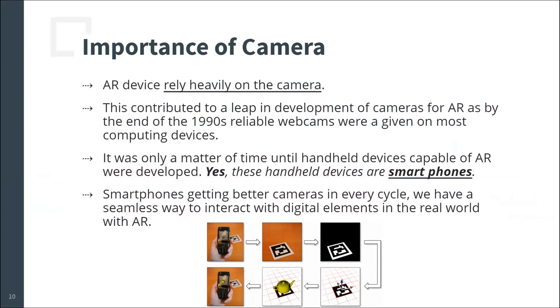Importance of camera. As I told before, in order to experience AR, all we require is a device that has a camera option, because AR devices rely heavily on the camera. In the beginning of the 20th century, a large amount of new technologies were developed, and it was only a matter of time before smartphones were invented. The cameras of smartphones were getting better and better in every cycle, and this gave us a lot of opportunities for AR. And it was found that the smartphone is the cheapest and most efficient way to experience AR.